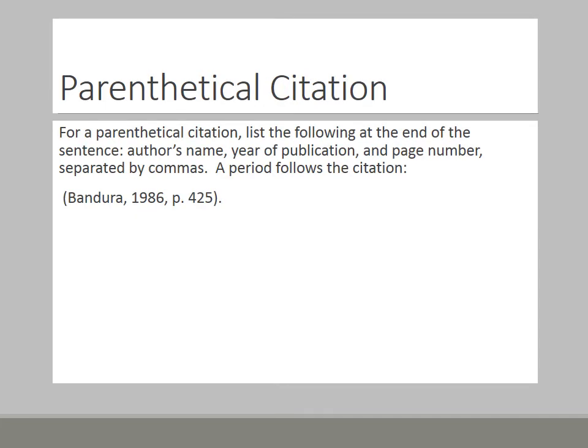The first type of citation is the parenthetical citation. For a parenthetical citation, you are to list the following at the end of the sentence: the author's last name, year of publication, and page number separated by commas. Now, you only include the page number if it's a direct quote. If it's not a direct quote, then it's just going to be the author's last name and the year. And a period always follows the citation.